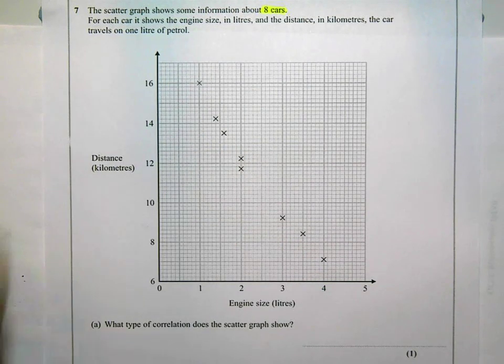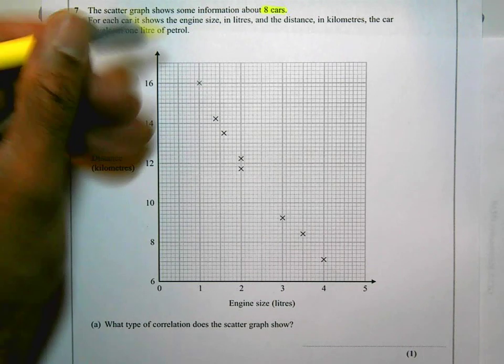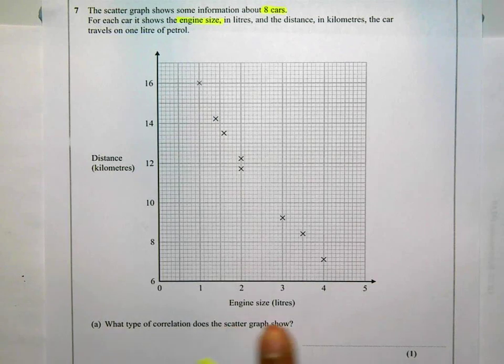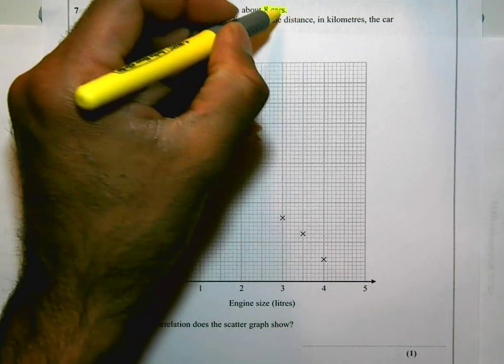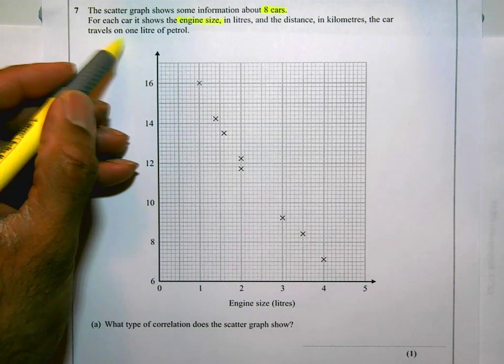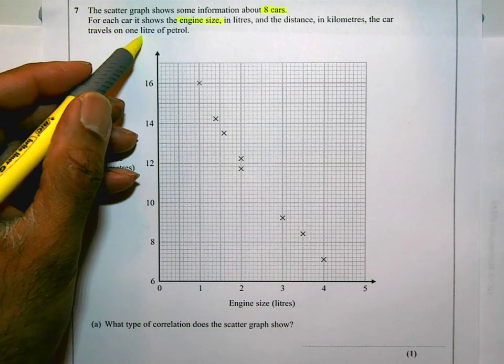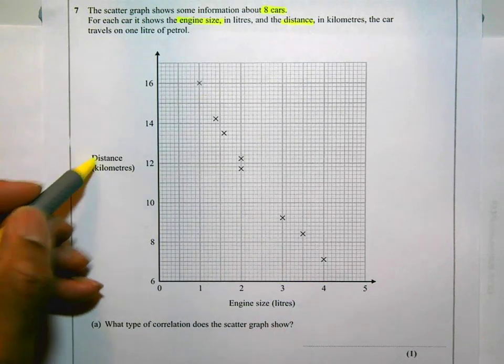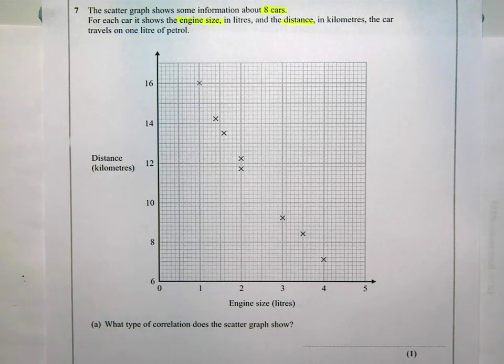For each car, it shows the engine size in liters, so here's that down here, the engine size, and the distance in kilometers the car travels on 1 liter of petrol. So the distance that the car travels, and these are all in kilometers, on 1 liter of petrol. So, okay, some cars are traveling further than others on 1 liter of petrol. Alright, I could sort of get a general gist of this.